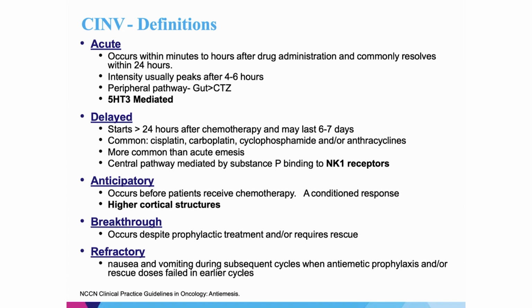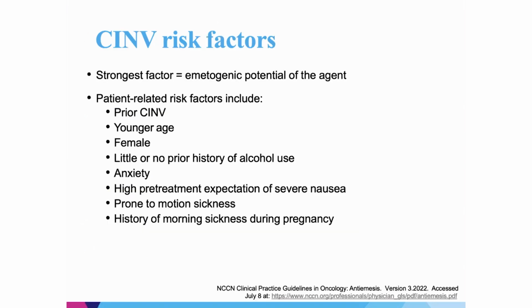Breakthrough nausea and vomiting occurs if, in subsequent cycles, you've gotten your prophylaxis medicine, all the medicine to prevent the above types of nausea and vomiting, and you still have it. And refractory chemo-induced nausea and vomiting occurs if in subsequent cycles, even though you've gotten all your prophylaxis medicines, you still end up having nausea and vomiting. So those are your different types.